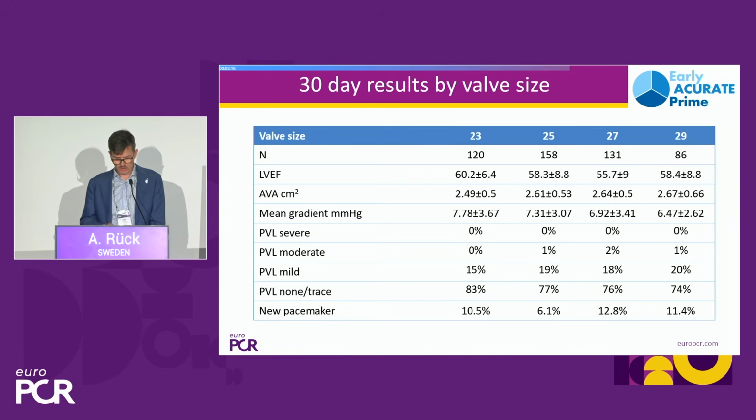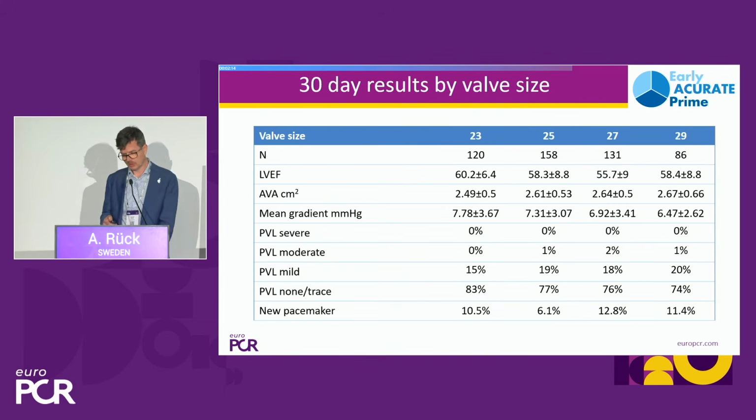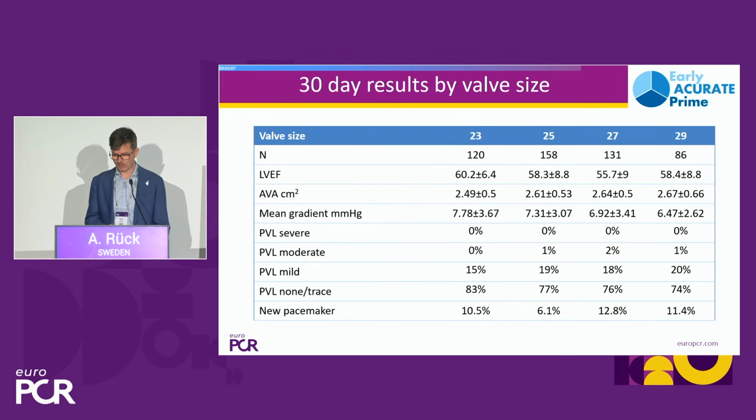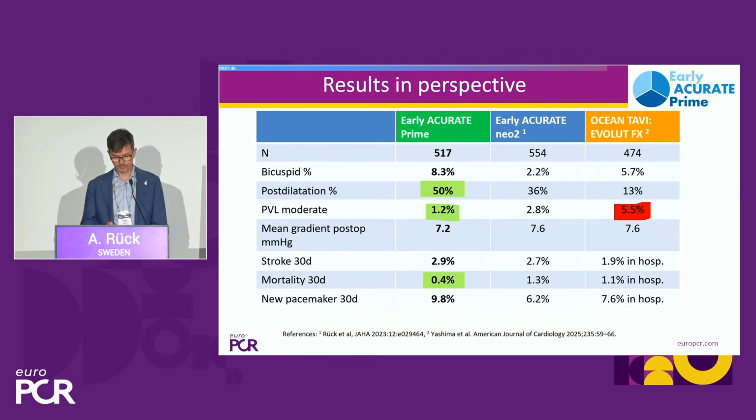We can see here at the bottom, pacemaker rates differ a little bit by size, but there doesn't seem to be a consistent pattern. As expected, the mean gradient goes down by valve size, so the largest one has the lowest mean gradient, and the inverse is true for the opening area, the AVA, and we can't see any clear pattern on the moderate PVL, as you maybe calculate only 6 patients had a moderate PVL, so no statistics on that. So 29 seems to work as well as the other ones.